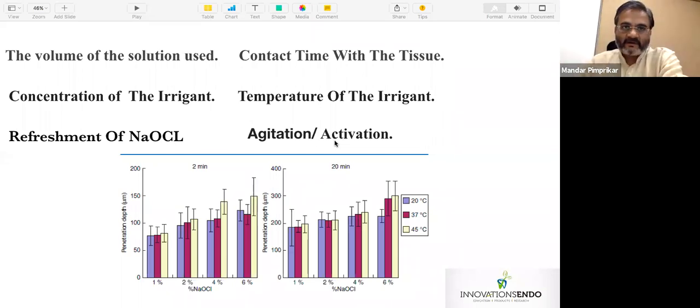So in short, the factors which govern irrigation with hypochlorite or twinkling are: bigger the volume, longer the contact time, higher the concentration, higher the temperature, the better, and deeper will be the penetration. Because there is evidence that these microorganisms can sit in the dentinal tubules to about 300 micrometers. So we have to ensure the penetration of your irrigants to that level and disinfect the dentinal tubules completely when it comes to chronically infected teeth.